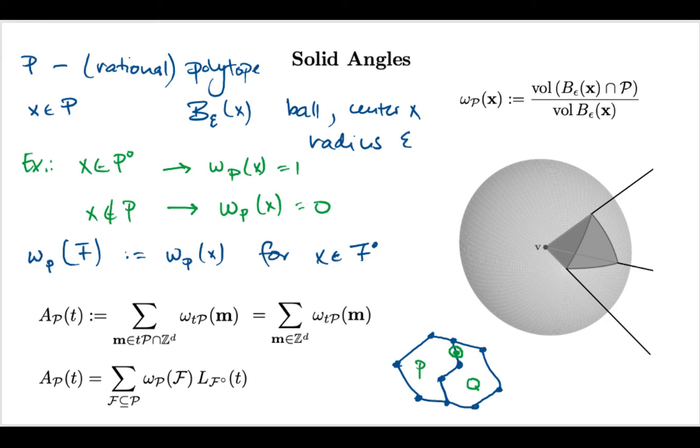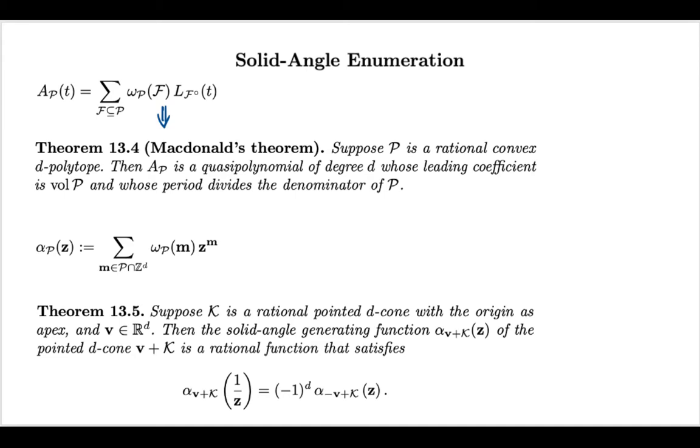In the previous video, we also introduced the analog of the integer point transform for this solid angle measure. Namely, this function we call alpha sub P. We're summing over all lattice points in P a Laurent monomial z to the m that encodes this lattice point, and we're weighing this monomial by the solid angle at m. And we proved this theorem 13.5 that you see on this page.